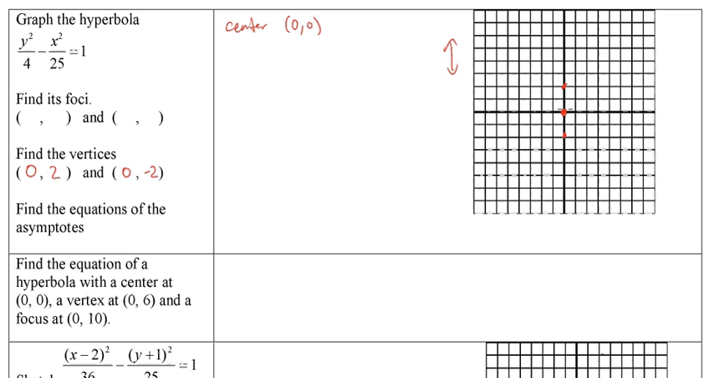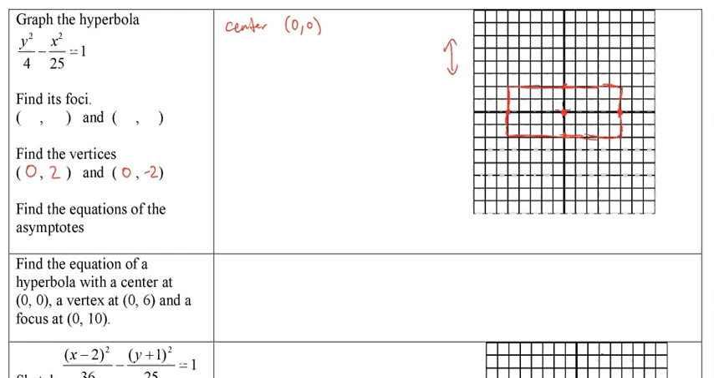Along the horizontal axis here, the would-be vertices, if the x term was positive, are going to be out 5 because it's the square root of 25. So 5 to the left and 5 to the right. That means we can also sketch in our box now at this point. We're going to use the box to find our asymptotes. But before we get there, let's find where our foci are at.